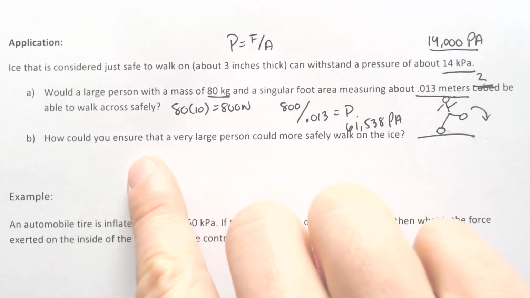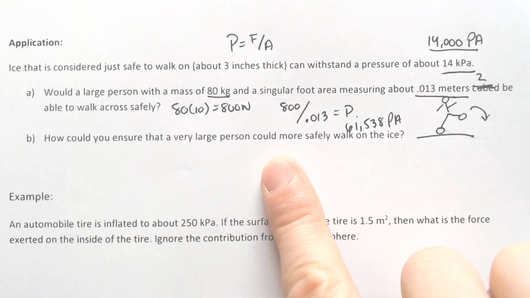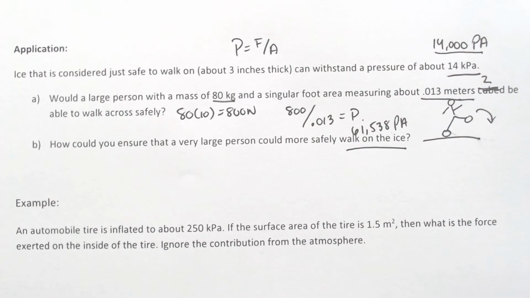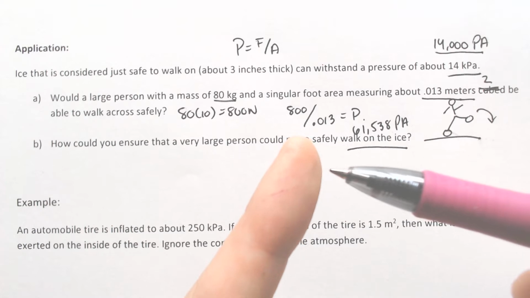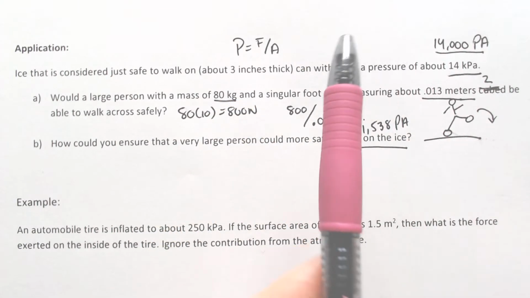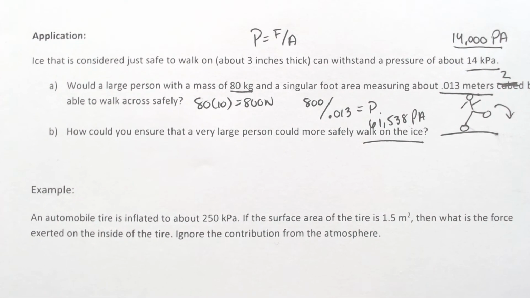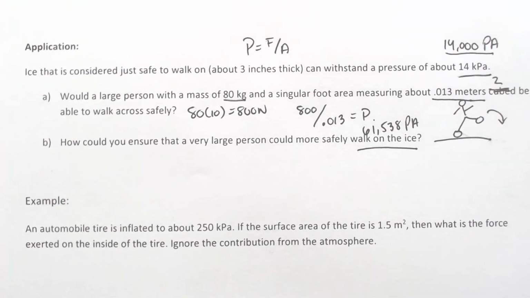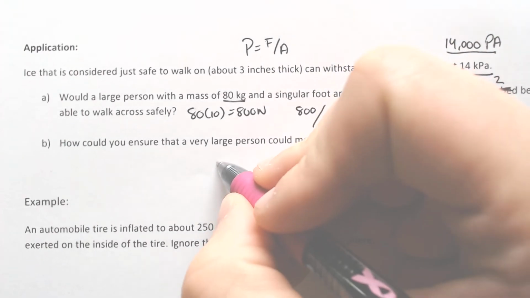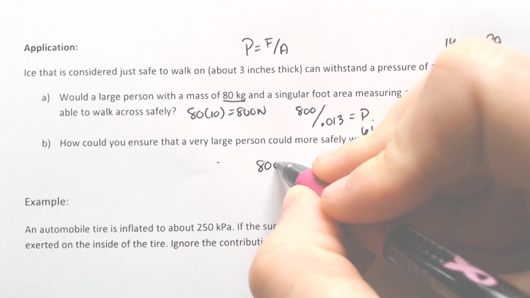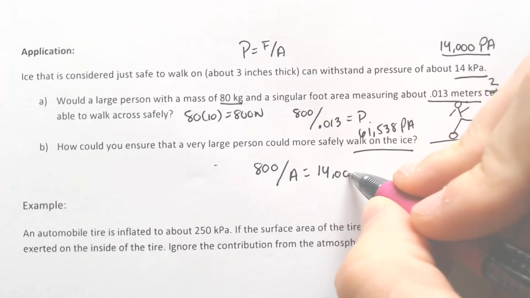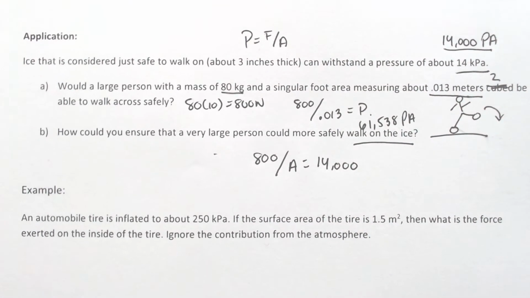Next part. How could you ensure that this very same large person could walk across the lake safely? Well, instead of putting all of that pressure on a single foot, let's spread it out to a bigger foot. We could walk on snowshoes, so to speak. I wonder how big the snowshoes would have to be. We still have the force of 800, but what would we have to divide by area-wise in order to not go through that 14,000 pascal threshold?